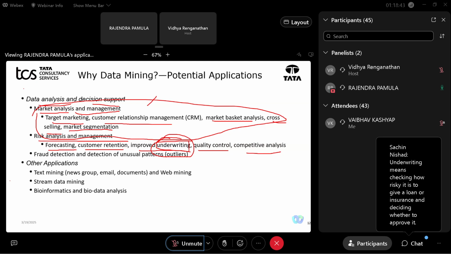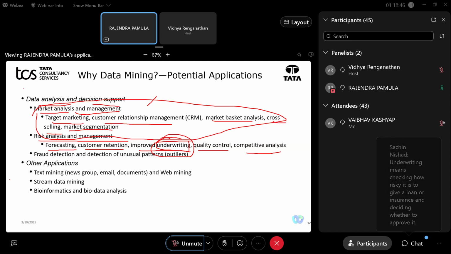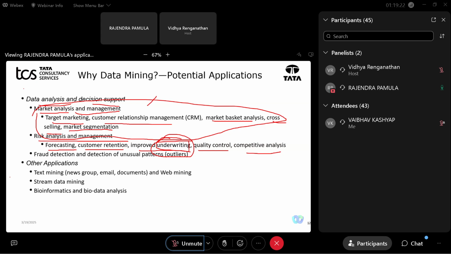Underwriting means checking how risky it is to give a loan or an insurance, or deciding whether to approve it. The main purpose is that there is a document or information provided to all the customers, and it is very difficult for us to study each and every line. The content that we write there for the safety of the company or the safety of the policy is what we call underwriting. Okay.